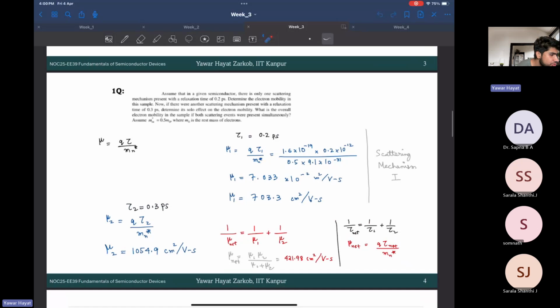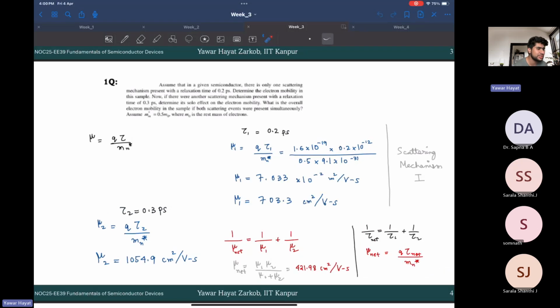So we had to assume that in a given semiconductor, there is only one scattering mechanism present, and it has a relaxation time of 0.2 picoseconds. Now determine the electron mobility in this sample. So how do you compute mobility given this relaxation time? You use the formula q tau by m star. Once you use that, your mobility comes about as 703.3 centimeters square per volt second. Now this corresponds to scattering mechanism 1.